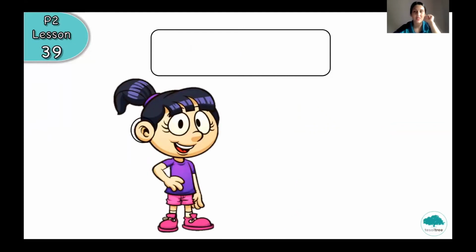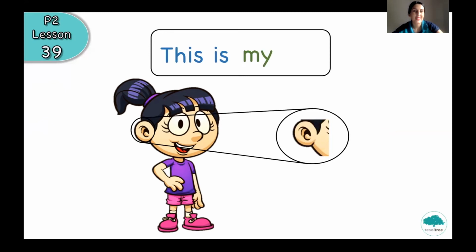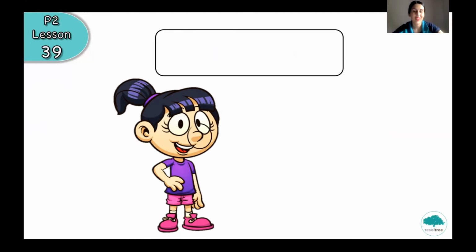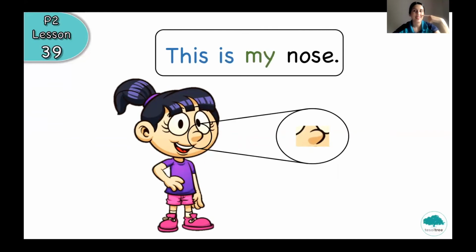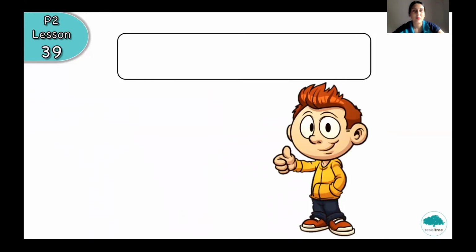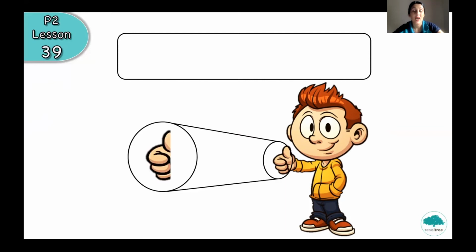Okay, let's have a look at this. Do you remember? Can you tell me the name for this? An ear. Yes, an ear. So the girl says, this is my ear. We use this is for one object. And this is the girl's nose. We have only one nose. That's why she says, this is my nose. Good. Some more examples. Let's have a look. What are these?